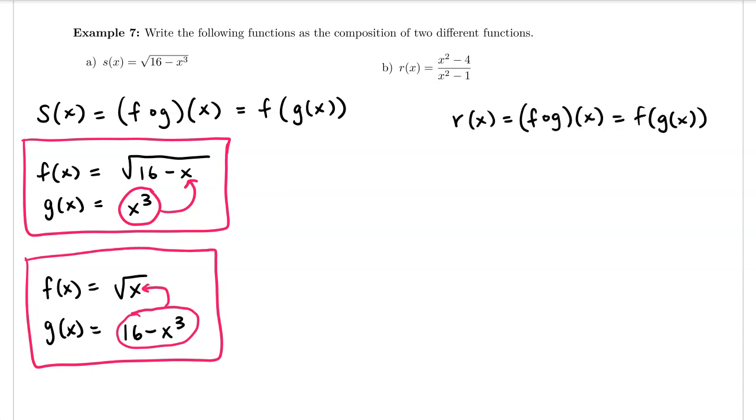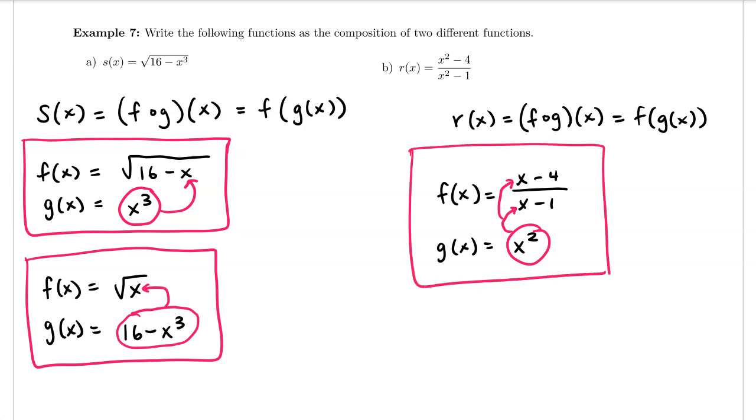We want to do the same thing for part B. We want to come up with our outer function and our inner function. For our inner function, I'm going to let that be x squared, and then our outer function would have to be x minus 4 over x minus 1. Notice what we're doing is taking this and plugging it in for our input value in the outer function. And so here is our answer for part B.